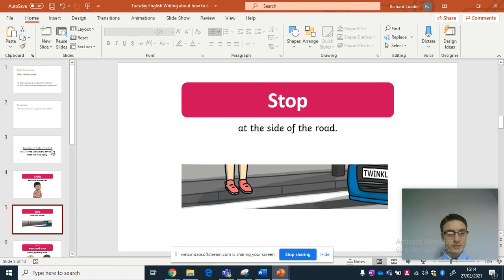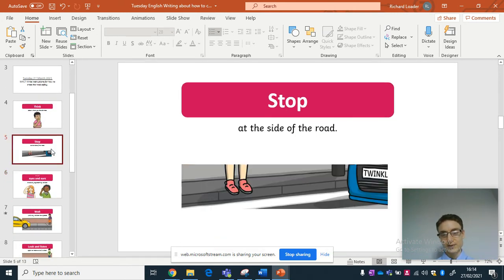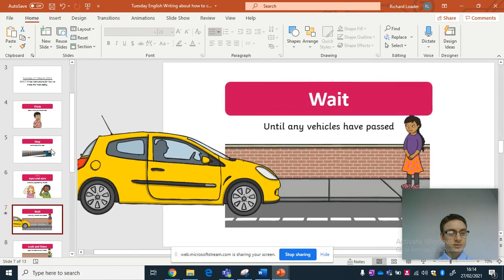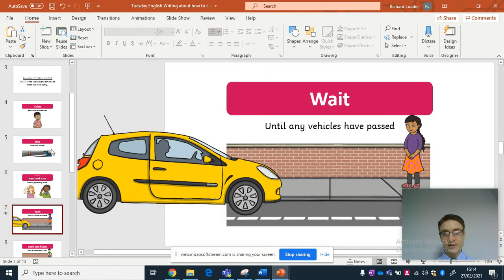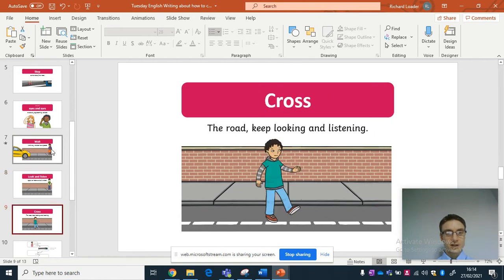Stop at the side of the road. But don't hang over the edge. Stop just at the edge. Use your eyes and ears to see any approaching vehicles. Wait until the vehicles have passed. Look and listen again to make sure all is clear. Cross the road. Keep looking and listening as you cross the road.